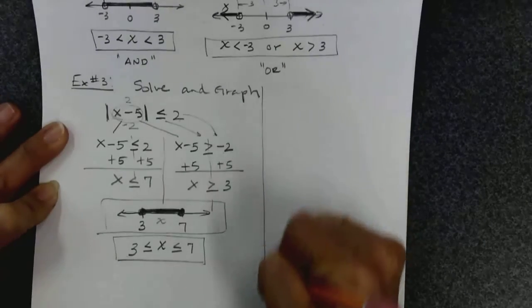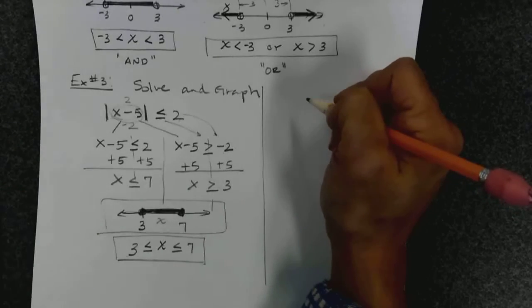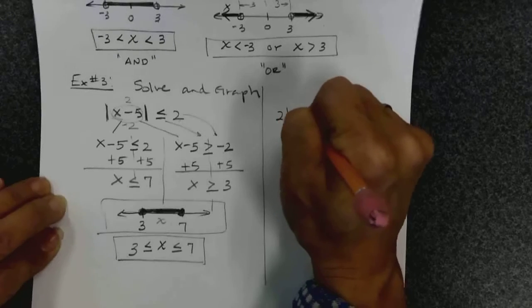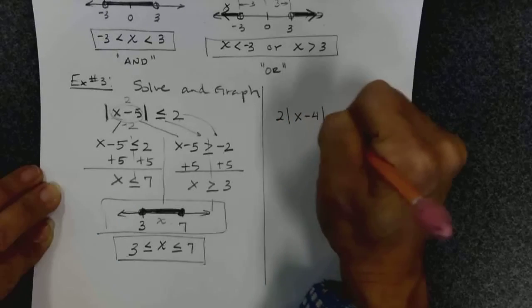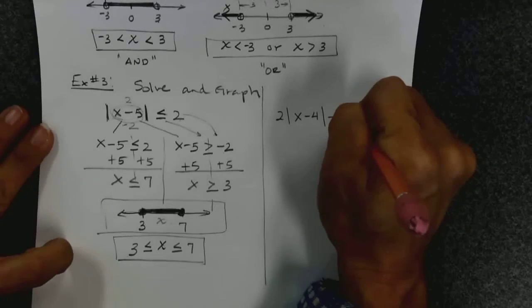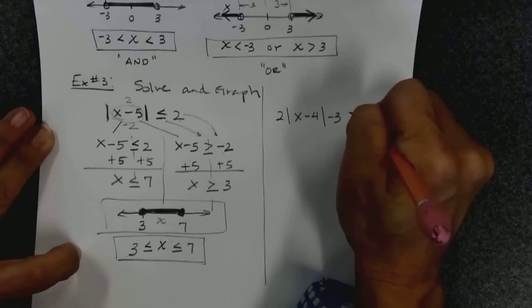Let me give you another example. Solve and graph. This time let's make it 2 times the absolute value of x minus 4, and I'm going to minus 3, and I want that distance to be greater than or equal to 5.